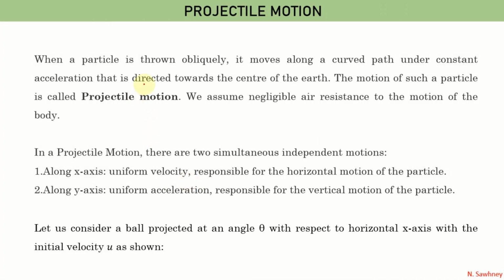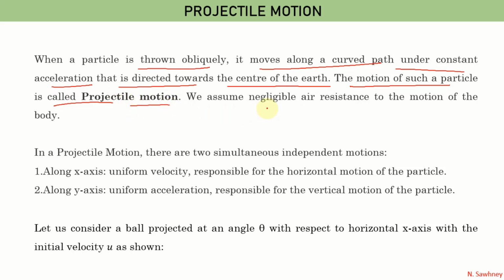When a particle is thrown obliquely, it moves along a curved path under constant acceleration that is directed towards the center of the earth, which is acceleration due to gravity. And the motion of such a particle is called the projectile motion. Here we will consider negligible air resistance.